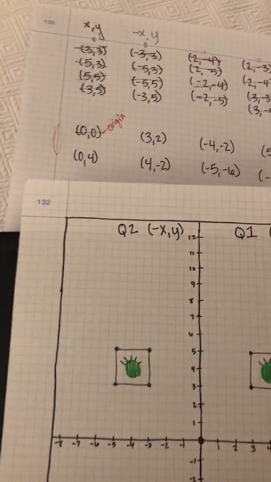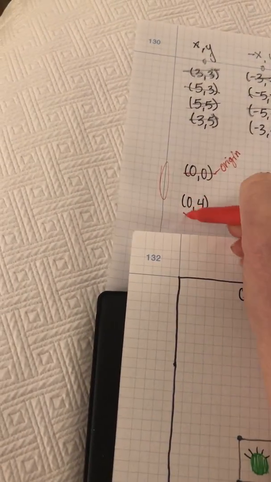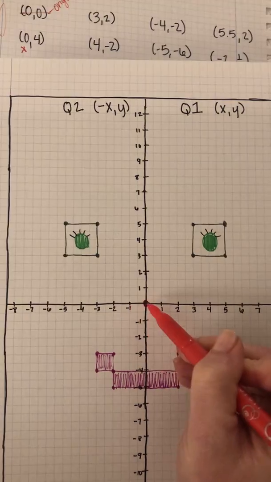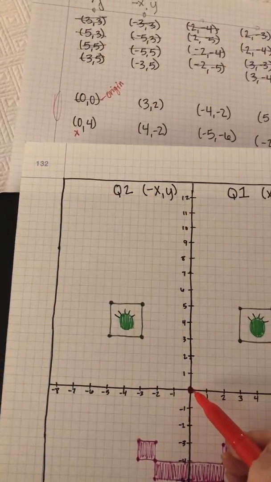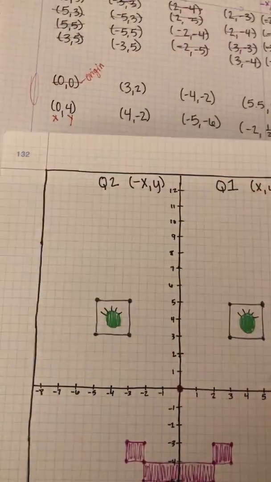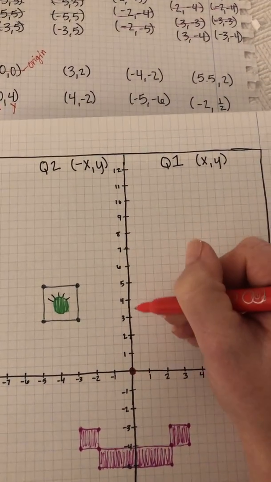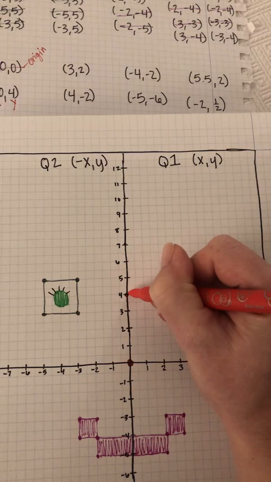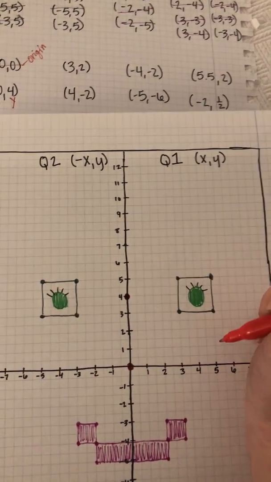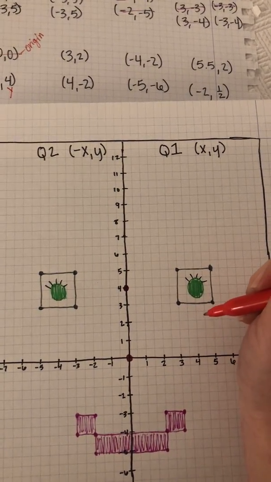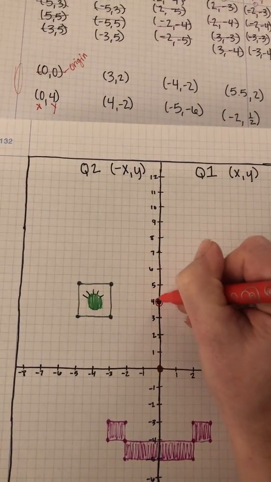Okay, 0, 4. This means, since we usually go left or right first, right? This is my x. Since it's a 0, I go nowhere left or right. I just stay. But then my y is a 4. So from the origin, I stay at 0, but I go up 4. So that point is actually directly on the line. Oh, don't you just hate it when you get a pimple right between the eyeballs? Never a fun time.